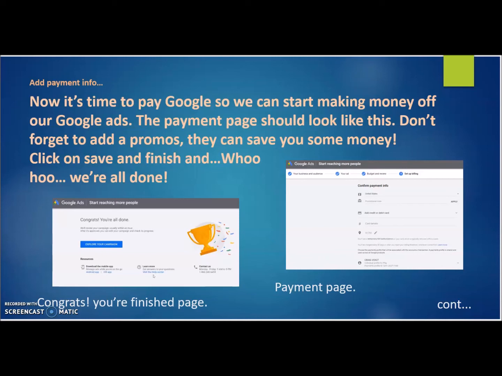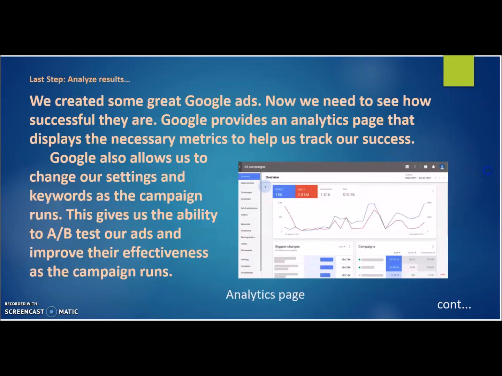Now it's time to pay Google so we can start making money off our Google ads. The payment page should look like this. Don't forget to add promos, which you can actually Google for. Just do a Google search for promos. It can save you quite a bit of money. Click on Save and Finish when you're all paid, and wow, you're all done already. I show both pages here, the congratulations page and the payment page.